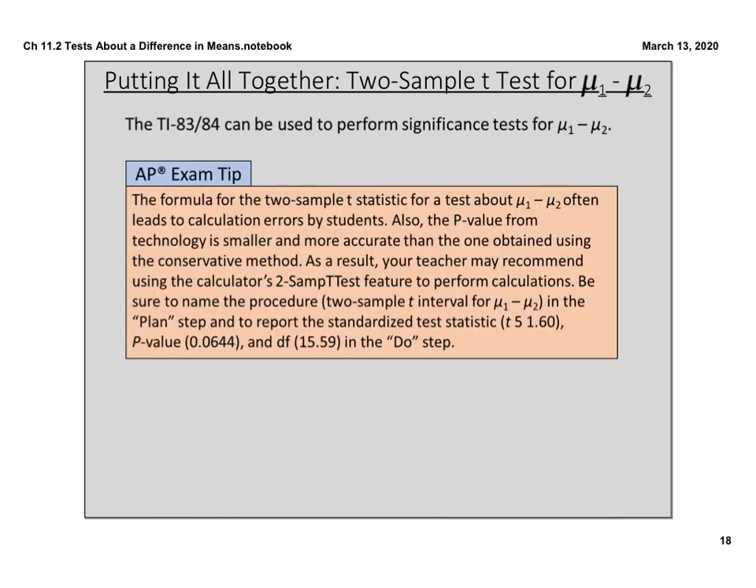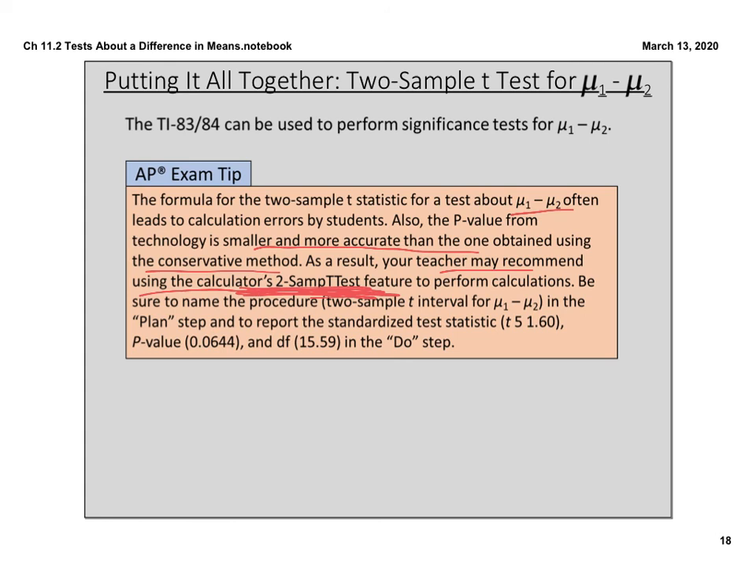All right, so for an AP exam tip, it says the TI-83 or 84 can be used to perform the test. In fact, it's more accurate. You get a better result if you use the calculator. However, the formula for a two-sample t-statistic for a test about mu1 minus mu2 often leads to calculation errors by students. Also, the p-value from technology is smaller and more accurate than the one obtained using the conservative method. As a result, your teacher may recommend that you use the calculator's two-sample test feature. Yes, I do. Your teacher does.